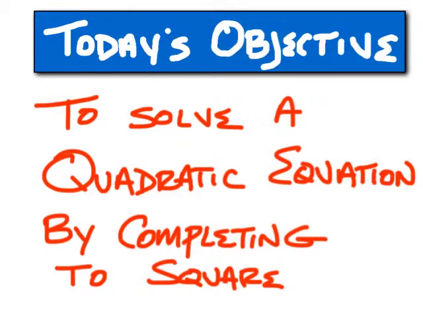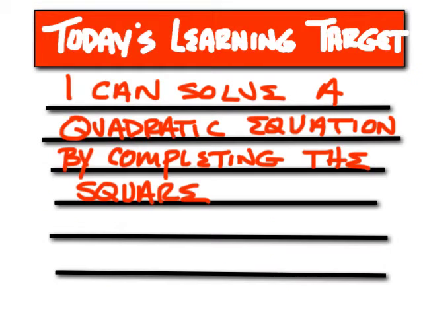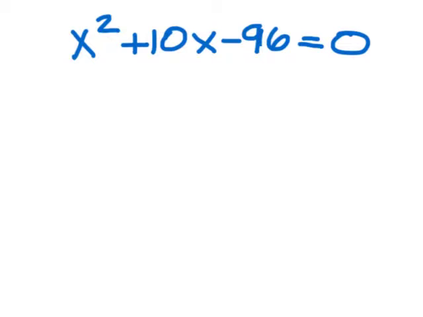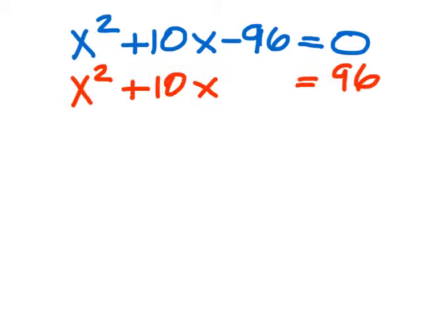Same thing today, to solve a quadratic equation by completing the square, and it's no different for the learning target, that's pretty specific. So here's an example of what we did yesterday. Start off with the problem x squared plus 10x minus 96 equals 0. What is the first step? Yeah, this will come down, this will come down. What happens to this? Goes over here and becomes positive 96.